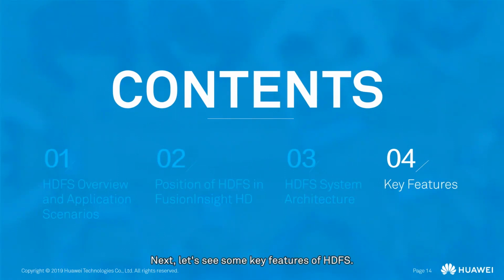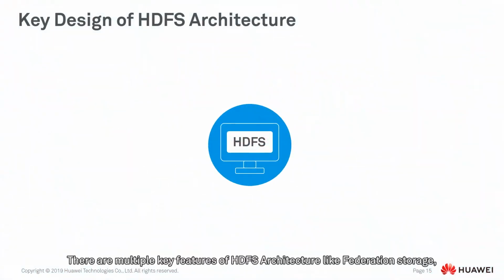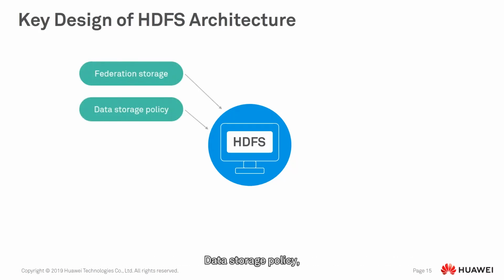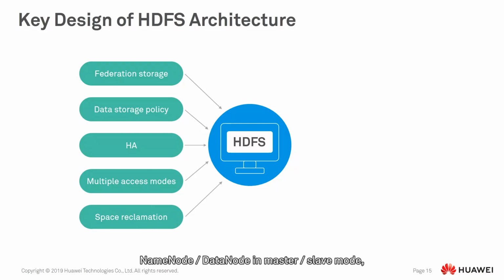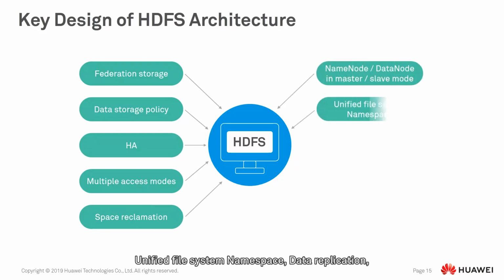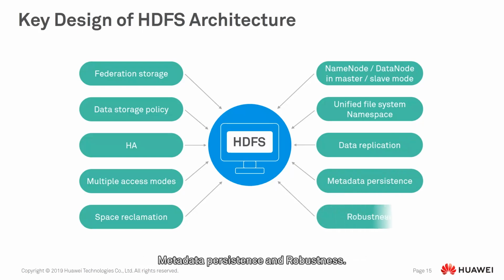Next, let's see some key features of HDFS. There are multiple key features of HDFS architecture like federation storage, data storage policy, HA, multiple access modes, space reclamation, name node, data node in masters and slave mode, unified file system namespace, data replication, metadata persistence, and robustness.